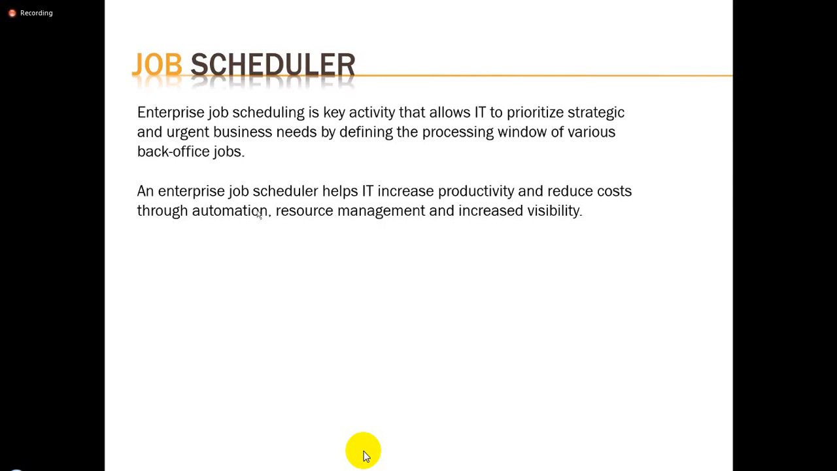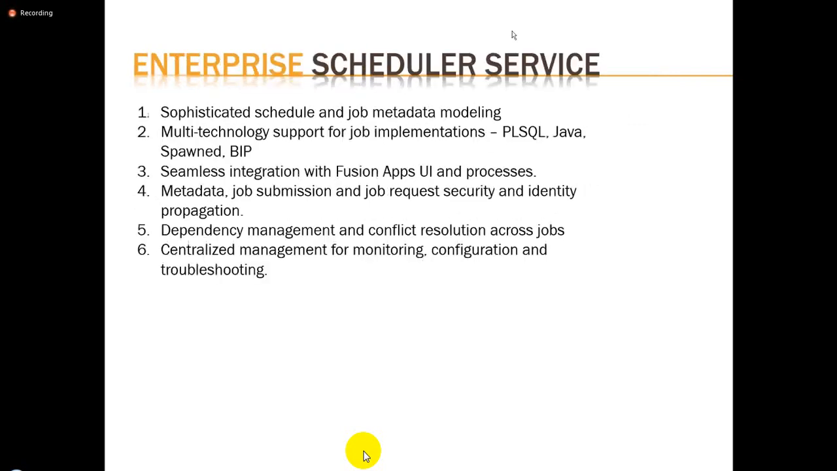Okay, and this enterprise scheduler, job scheduler, basically helps IT to increase their productivity and reduce the cost through automation, resource management, and increased visibility. So it is a job scheduler in any organization, necessary to schedule jobs or to submit jobs as and when it's necessary. And Fusion is also the same thing. For Fusion, to do the job scheduling, we use something called Enterprise Scheduler Service.